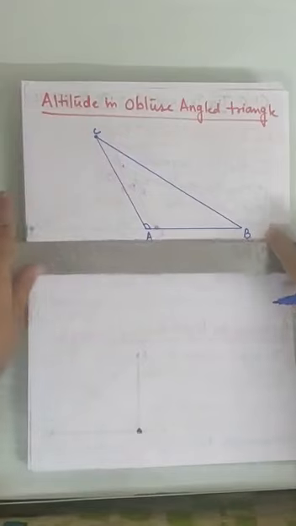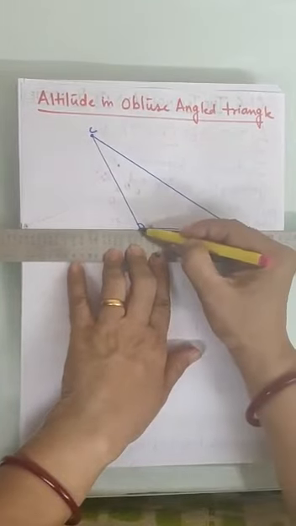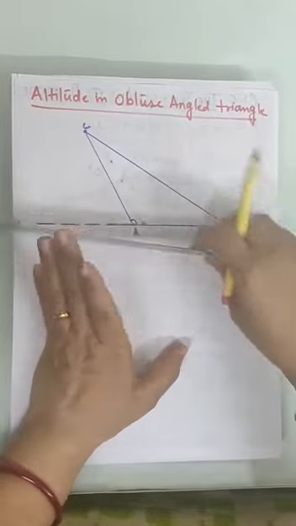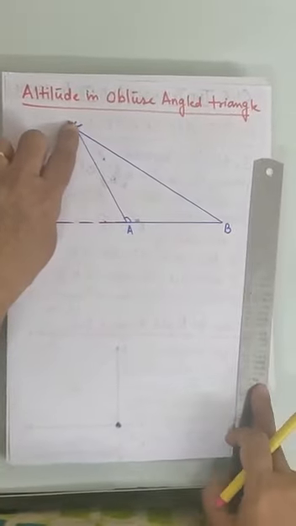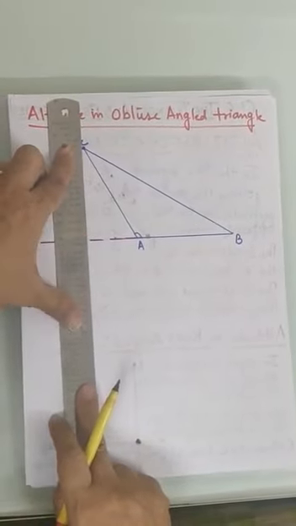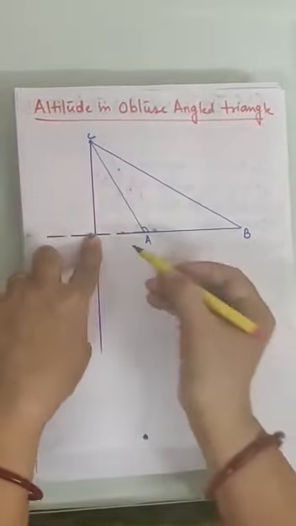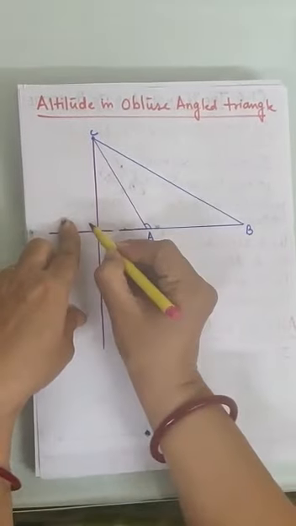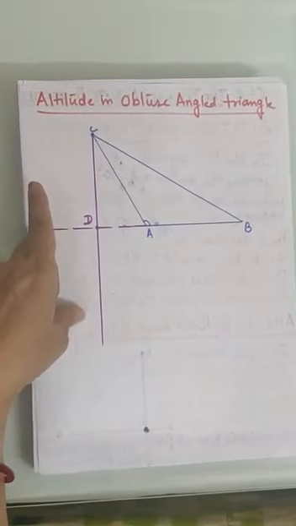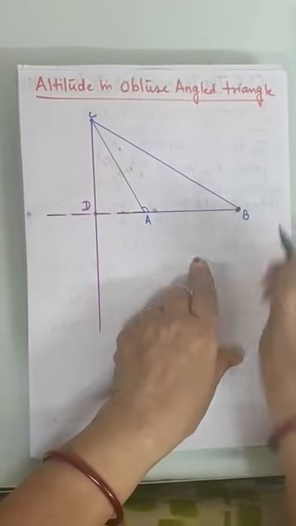So what we will do? We will extend this AB. Okay. Now from C to this extended AB, we draw a perpendicular. Right. So this is the perpendicular. This is meeting at this point, this perpendicular. So we name this as point D. So CD is the perpendicular on AB. Got it?